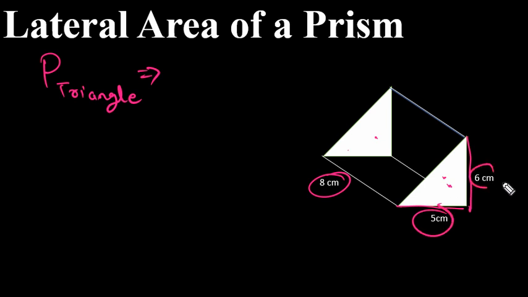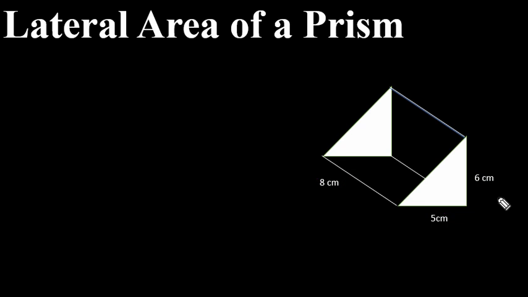So I know this side, I know this side, I don't know this one. So how will I find? To find that, I will need to use the Pythagorean theorem, right? So that side will be square root of 5 square plus 6 square. Now you can solve it using calculator, right? Okay, so let's say this side is A, this side is B, and let's say this side is C. I'm talking about this side, okay? Don't get confused, I'm talking about this side.